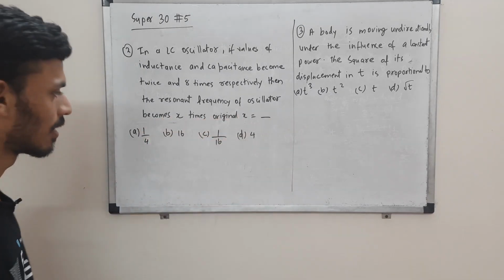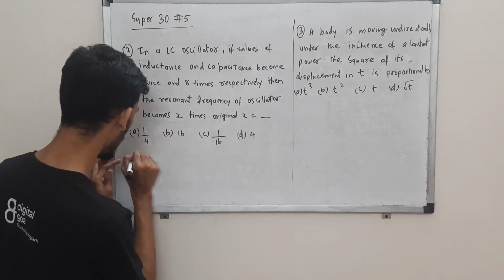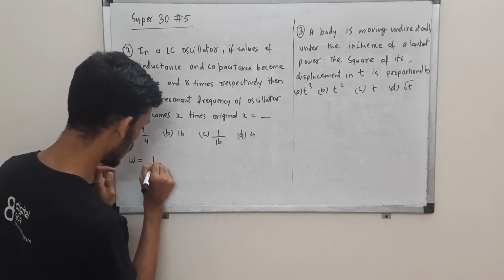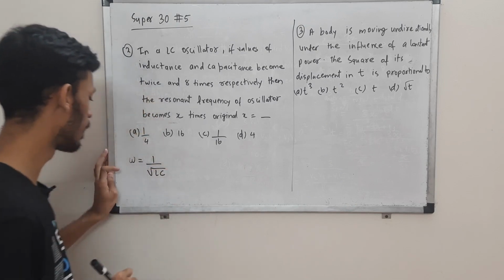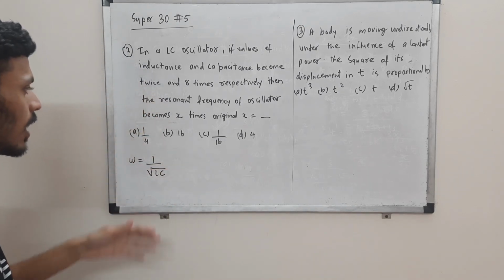So what is X? It's very simple because you know that for LC oscillations, omega square is 1 by LC, so omega is this.